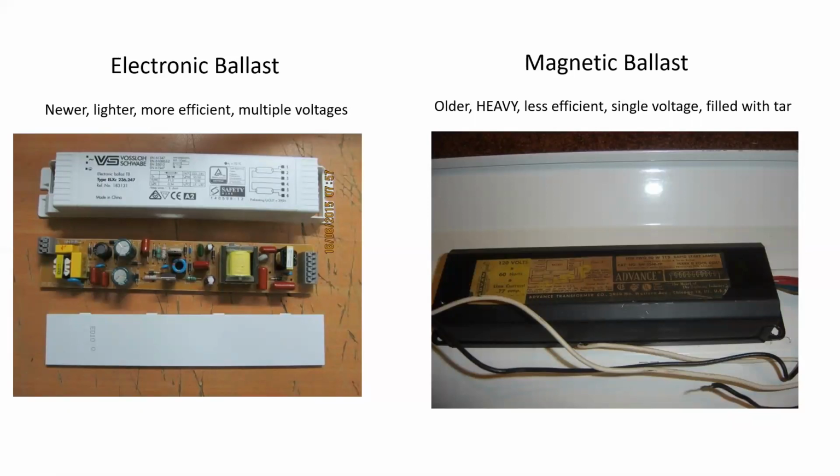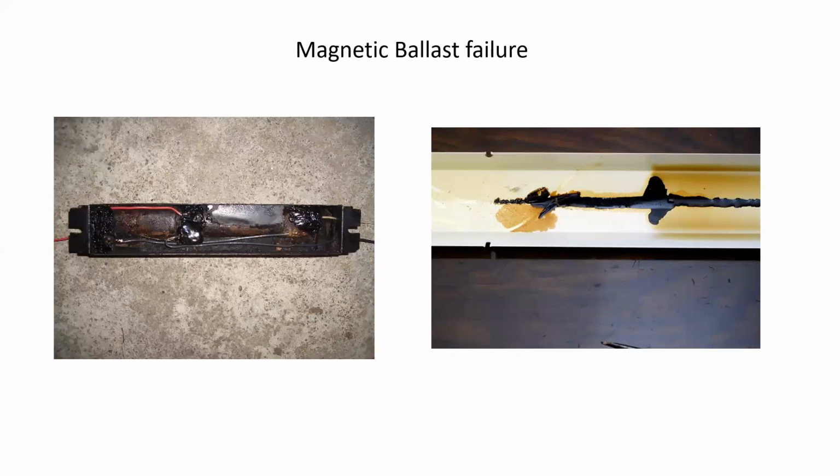On the right-hand side, we have the older magnetic ballast: older, heavier, less efficient, and it's filled with tar. Typically these things will fail over time. And when they do fail, you'll end up having some of this tar leak out from the actual metal enclosure and drip into the tray of the fixture itself. It's quite a messy, disgusting, gross sort of finding. And typically these do have PCBs in them as well, so you don't want to inhale dust from them or anything like that.